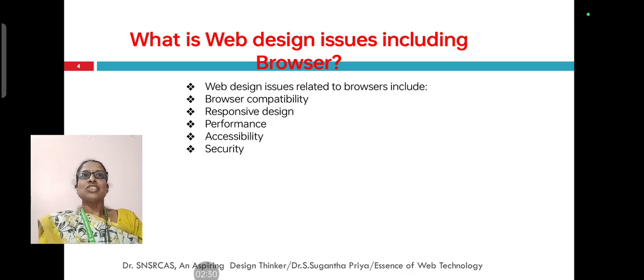Next is the accessibility. Websites should be designed in such a manner that they are accessible to all type of users, including those with disabilities. Designers must consider aspects such as color contrast, text size, keyboard navigation, and screen reader compatibility to ensure an inclusive experience for all type of users. Next is security. Designers must prioritize security measures when designing websites to protect the user data from cyber attacks. This includes implementing SSL encryption, securing forms and payment gateways, and regularly updating the software to patch the security vulnerabilities.